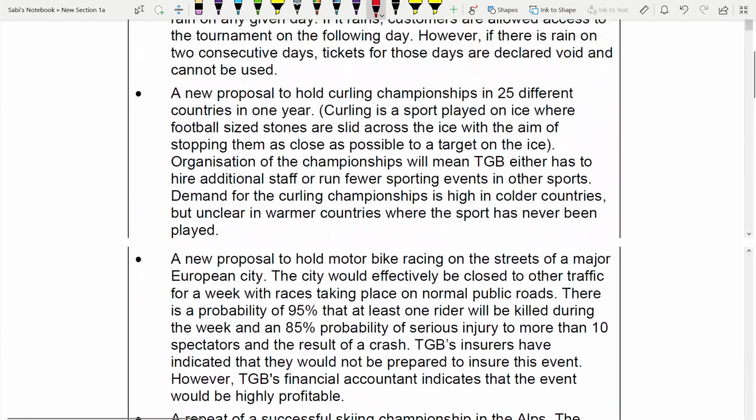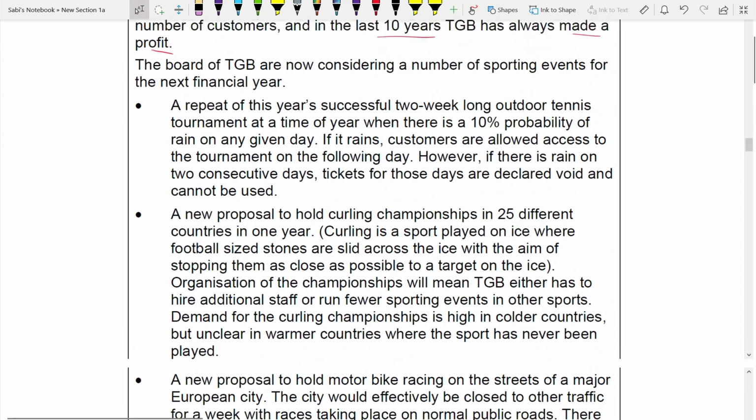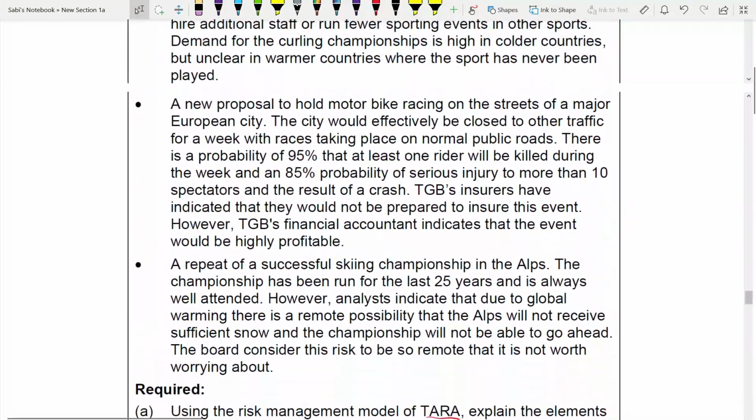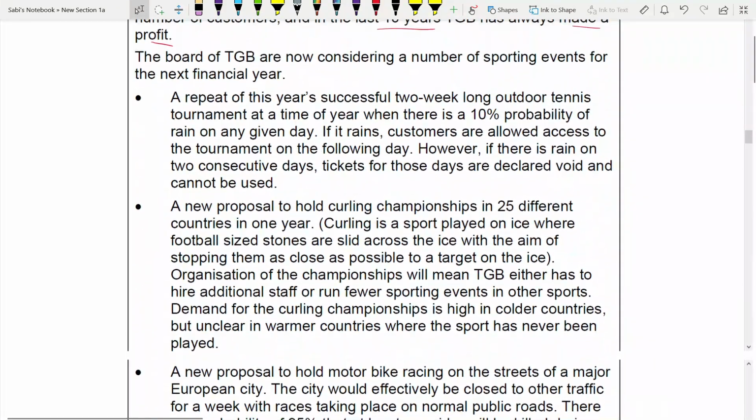Okay. So now let us start with the first of the four. You can do it one by one, but what I would suggest is read all four and then go for a risk management strategy, that is the TARA model. Apply the TARA model. So the first one is a repeat of this year's successful 2 week long outdoor tennis tournament, at a time of year when there's a 10% probability that rain will occur on any given day.